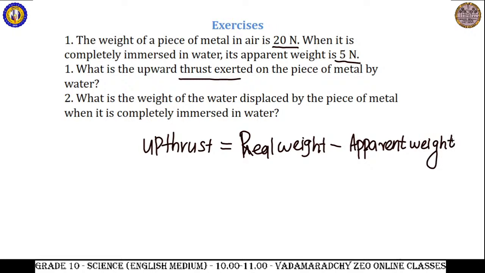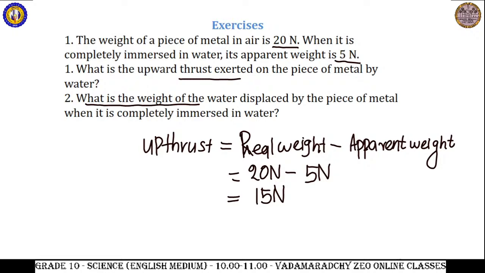Apparent weight. Okay. Real weight is given as 20 Newton. Apparent weight is given as 5 Newton. So we can say the upthrust is equal to 15 Newton. Okay. Second question. What is the weight of water displaced?